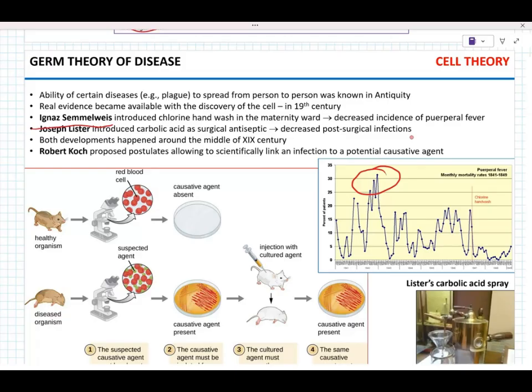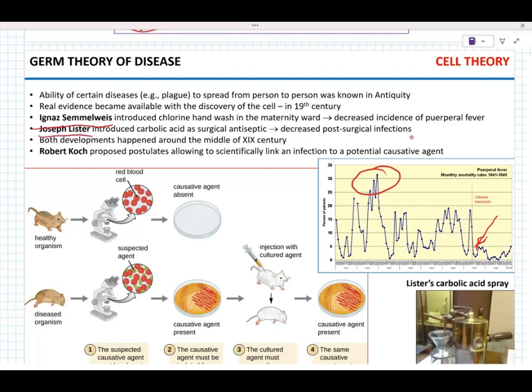And they would practice, no gloves, folks. They would do the dissections and go back and deliver babies. Sounds incomprehensible by modern standards. So Semmelweis simply introduced hand wash with chlorine, and the rate of sepsis dropped. Okay? Does that make sense?